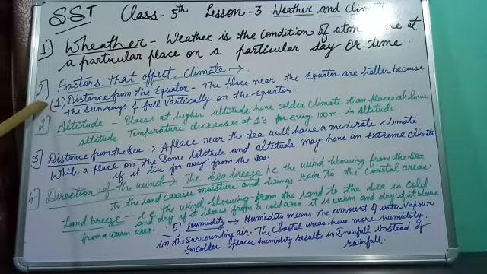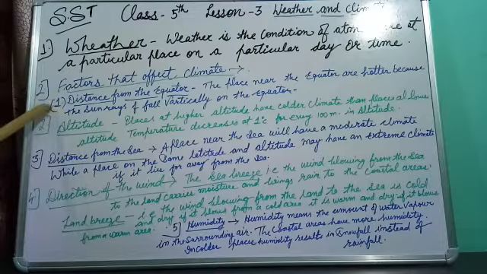As we move away from the equator towards the poles, the rays of the sun become slanting and spread over a larger area. This means that the heat is less concentrated, so it is cooler.